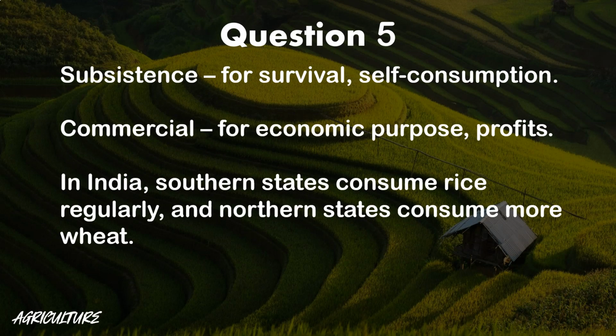Subsistence crops are crops that are used for survival or for self-consumption, and commercial crops are usually cultivated with an economic purpose in mind, to gain profits. So in India, in the southern states, rice is a staple food. In northern states, wheat is a staple food. But that being said, you can still grow wheat in southern states, you can grow rice in northern states.